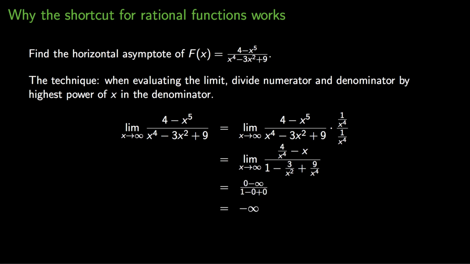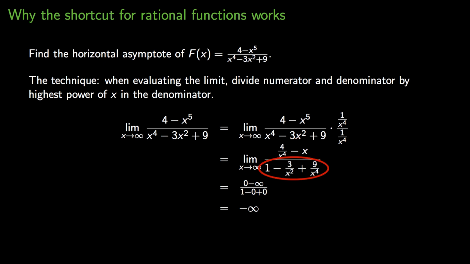Now here's the interesting thing. Think about what happens as x gets very, very large on the top. 4 over x to the 4th shrinks away to nothing, right? It gets super tiny. But then you minus x, and x is getting bigger and bigger and bigger. So that numerator, in fact, is getting more and more negative. It's getting huge and negative. The numerator is approaching negative infinity.